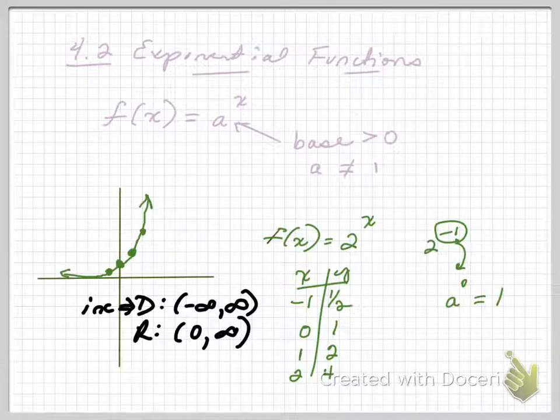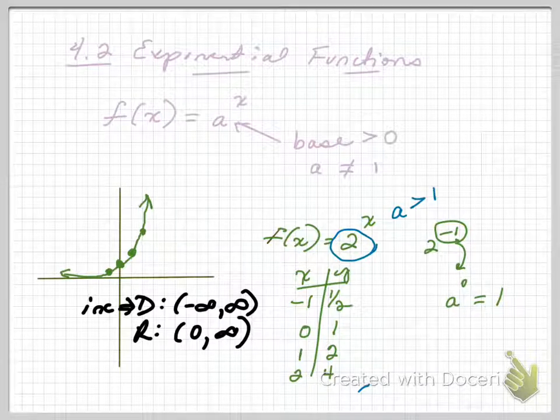Let's look at a value for a where it's a fractional value. Okay. So in this case, let me get a different color here. So here, a is greater than 1. Of course, we know that a can't equal 1, but it can be greater than 1, as in this case. Now what we're going to do is look at what happens when a is between 0 and 1.